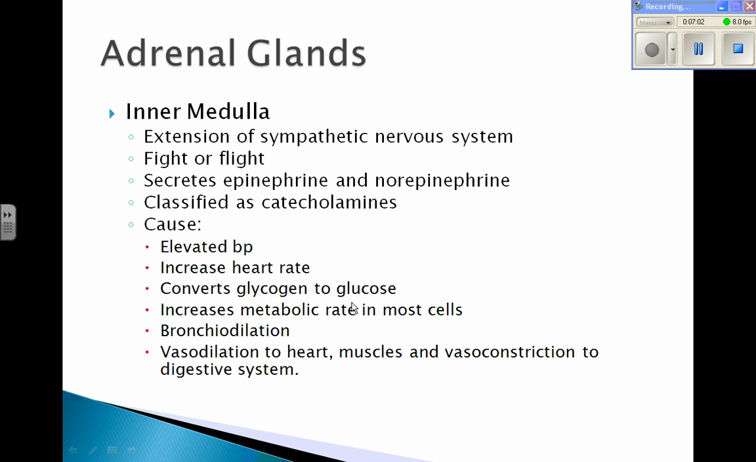It increases metabolic rate in most cells. It causes bronchodilation. In other words, the passageways within our lungs open up. It causes vasodilation to the heart muscles and vasoconstriction to the digestive system. We don't need to digest food when we are needing to fight or run away. So motility decreases in the stomach. That's why you get the butterflies in the stomach feeling.